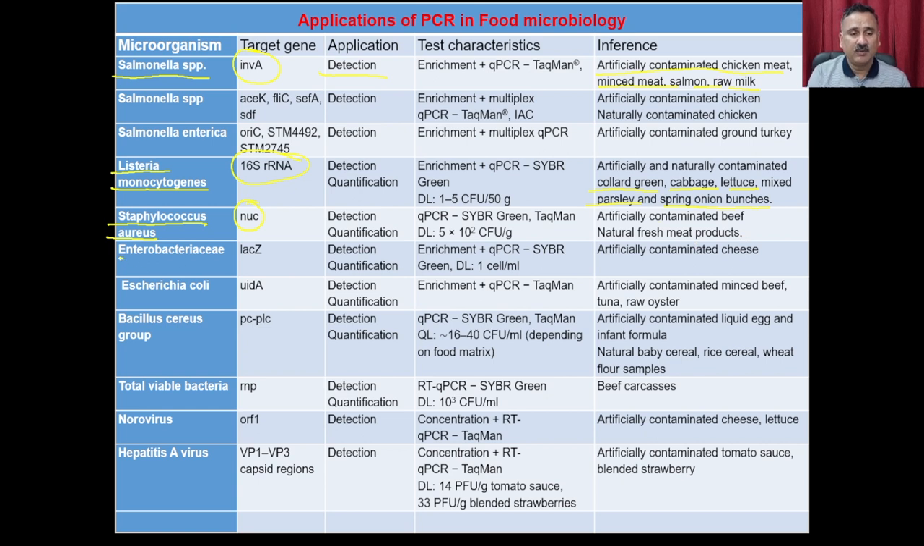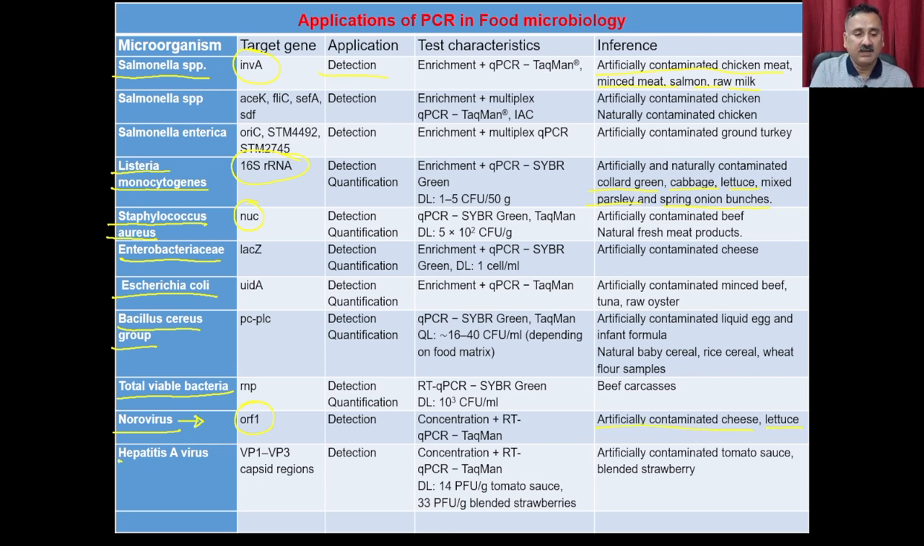Then we have the enterobacteria, we have E. coli, we have Bacillus cereus groups, then we have viable bacteria and norovirus. So norovirus is a virus which causes stomach flu in kids, and for detecting the norovirus you can use ORF1 as the gene sequence, and you can detect the contamination of cheese or lettuce.